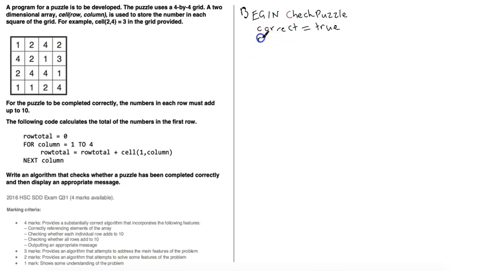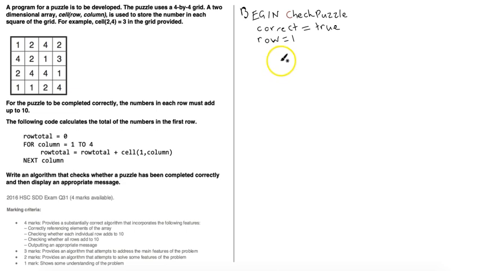Now, we're going to have to keep track of the rows and columns. So we can start by saying row equals 1. All right. And we have a for loop here to go through each column. But what we can do to go through each row is use a while loop instead. And that can check 2 conditions. It can check while row is less than or equal to 4. So basically, while we haven't finished going through each row. And it can also check if correct is still equal to true.